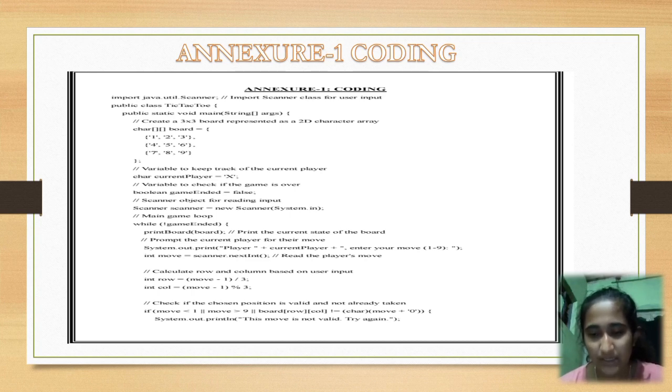Then game ended: a boolean flag to end the game when there is a winner or a tie. The game ended variable tells whether someone has won or not. The scanner is used to take the input. In Java, we use the scanner for input. Then the game loop. Here I will explain the game.